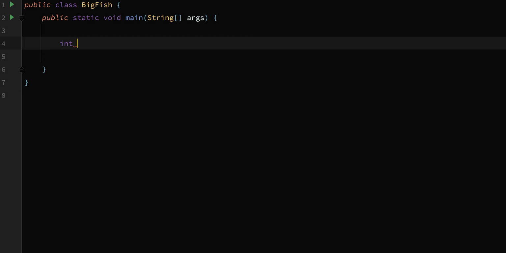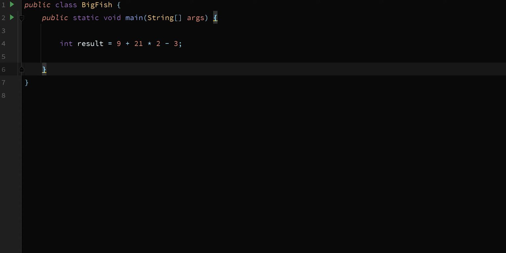So let's go in and let's do int, we'll say result is equal to, let's do 9 plus 21 times 2 minus 3, we'll say. So we would expect, following order of operations, that the multiplication happens first, and then after that we work from the left to the right in terms of how the remaining operators happen, because addition and subtraction are at the same level of precedence. So it goes from left to right in terms of what happens first when we're talking about math and everything like that. And Java follows it the same way. So we would have 21 times 2 gives us our 42, plus 9, 51 minus 3, 48.